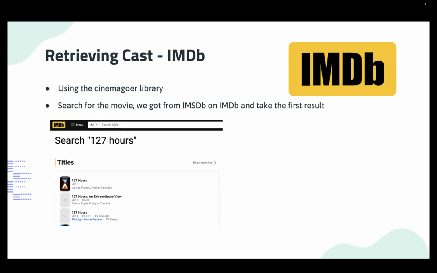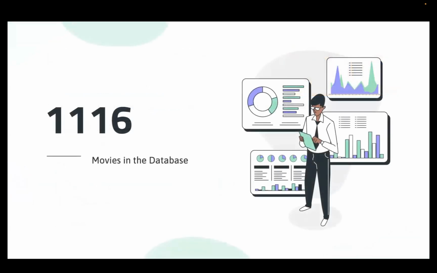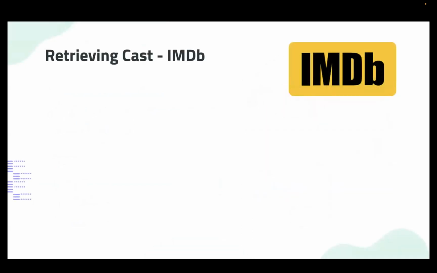As an example, like the movie I showed before, 127 Hours, we just search for that on IMDb and take the first result. We're doing that in code and not in the UI, but just so that you see what we're doing. With this approach, we got over 1,000 movies in the database.